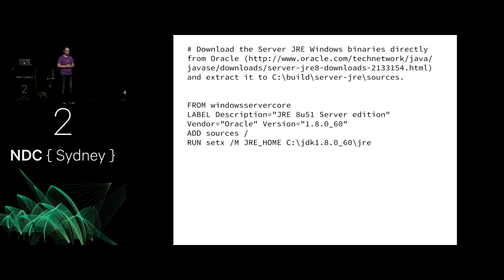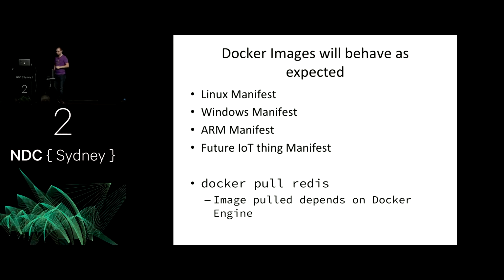For things like Java, it looks and feels the same. In this case, because of licensing and Oracle, you have to download certain files from the Oracle website, copy all of them into a certain directory, and then manually, using the ADD command, add them into the Docker image as it's being built. But it works and feels the same.